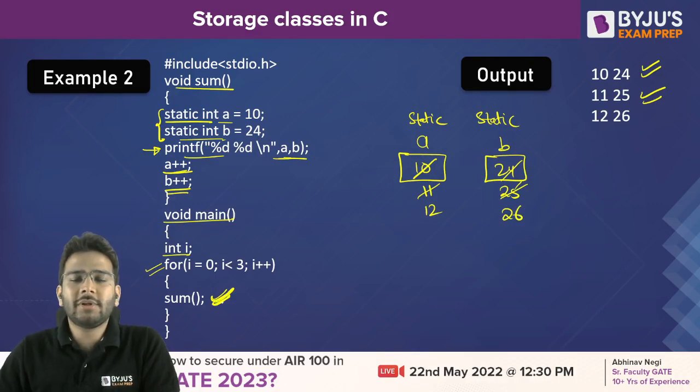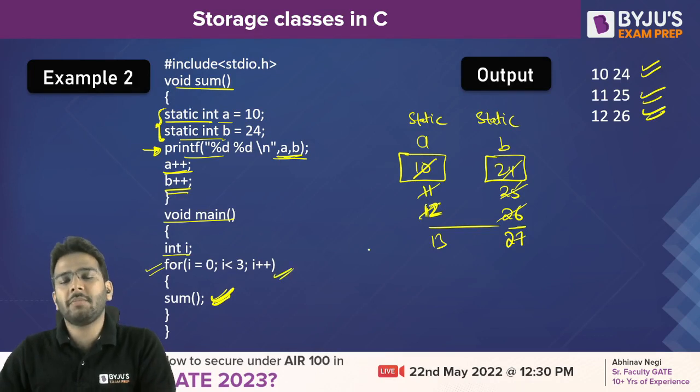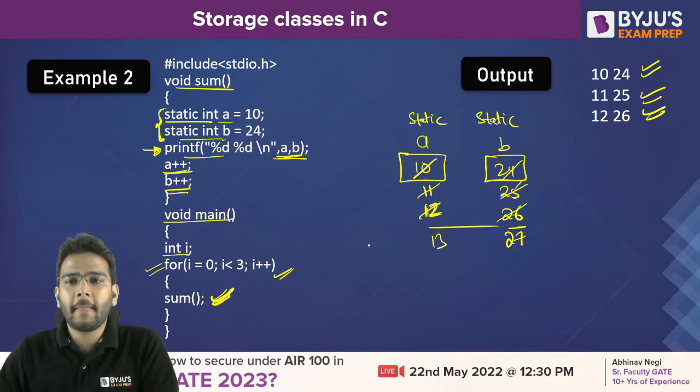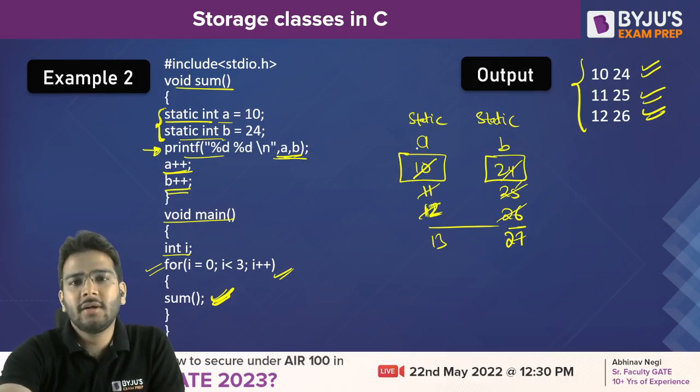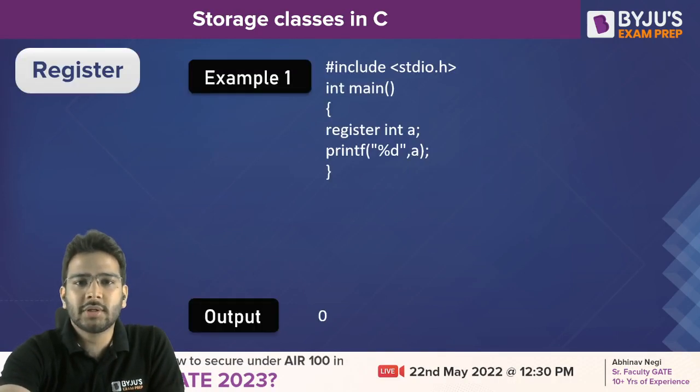Again, for the third time, for the last time, we are going to call the sum function. So it will execute this printf statement first. It is not going to initialize it again, right? A and b will be printed, and we are going to get 12 and 26 because 12 and 26 is here, right? And then again we are going to increment it by 13 and this by 27, and this for loop will stop now because 3 times only it is going to run. So this is going to be the output. So I hope it is clear how this static storage class works, right?